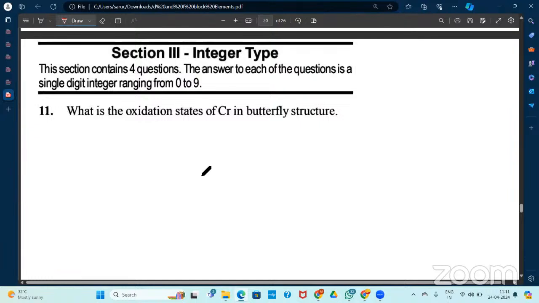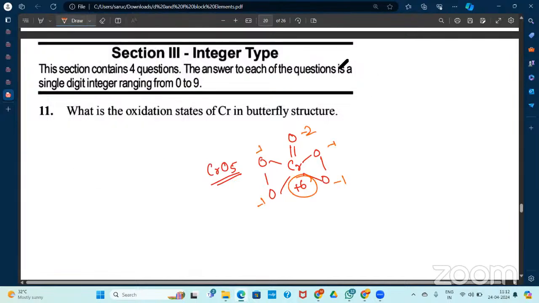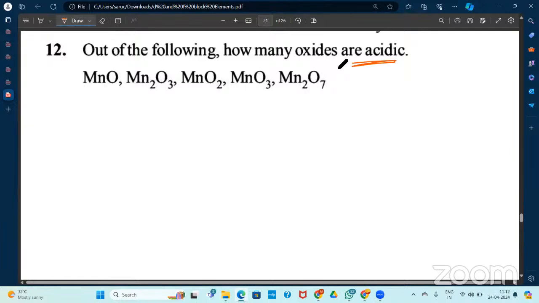Out of the following, how many oxides are acidic in nature? This is important to know, right? Can you tell me which oxide will be acidic, the one having a higher oxidation state or the one having a lower oxidation state? Ma'am, high oxidation number is acidic, and low oxidation number is basic.